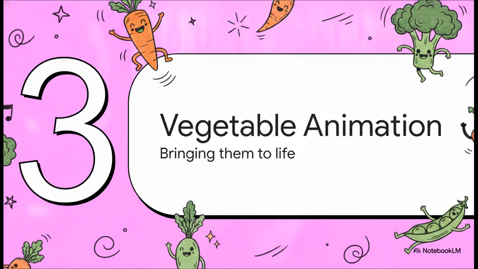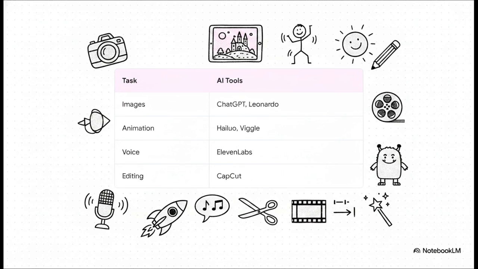Which brings us to section 3, vegetable animation. Look, I know all these software names can sound a bit overwhelming, so let's just lay out a simple cheat sheet. For images, we just talked about ChatGPT, Leonardo, and Ideogram. For the actual movement, the animation part, we're looking at Halo AI, Runway, or Viggle AI. For voice, 11 Labs is the go-to, and editing is handled by CapCut. Keeping this tool stack organized is honestly half the battle won.